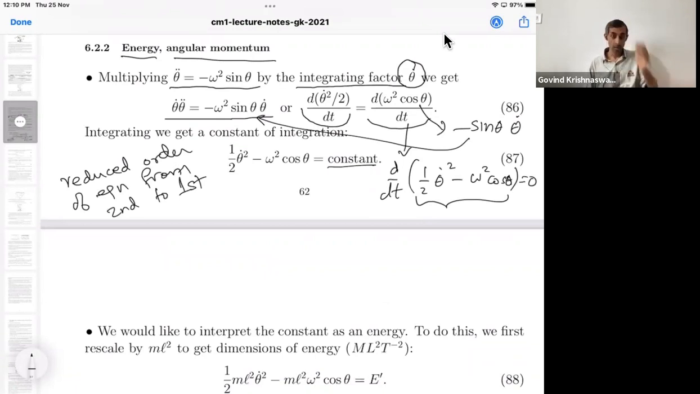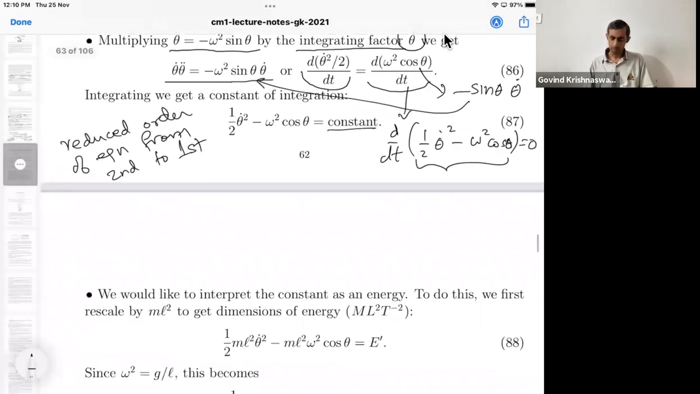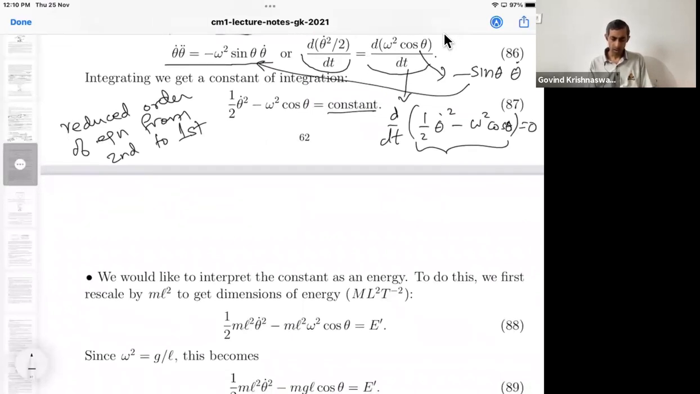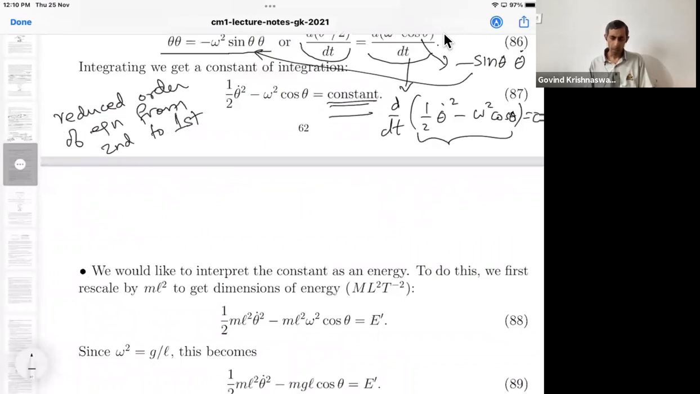We have done it even generally for Newton's equation in deriving energy, so it should not come as a surprise. I mean, we did it in general, not specifically the harmonic oscillator. We've done it in general for any potential V of x. Okay, so now we would like to interpret the constant of integration, this thing, as energy.